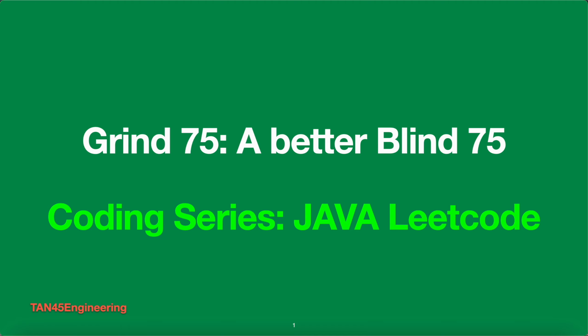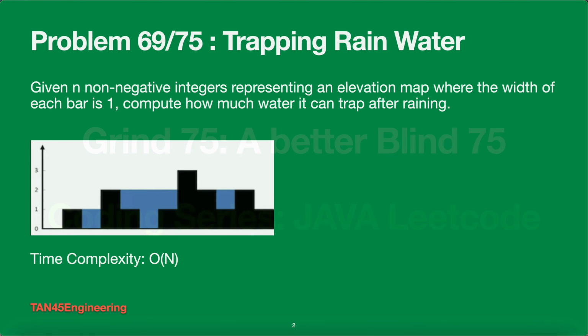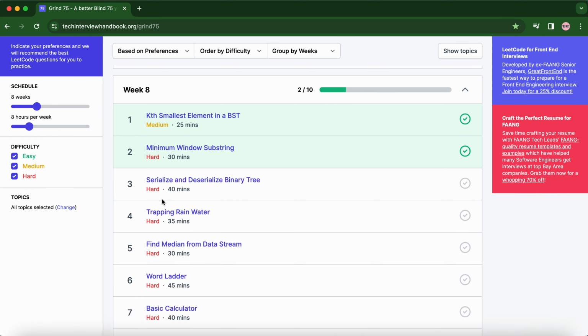We are here with yet another video in our Grind 75, a Better Blind 75 coding series. So today's problem is on trapping rainwater. We have solved a problem similar to this previously as well in the series. So we have to find out how much water can be trapped in this, right? So let's just quickly jump into the problem statement, understand it and start solving.